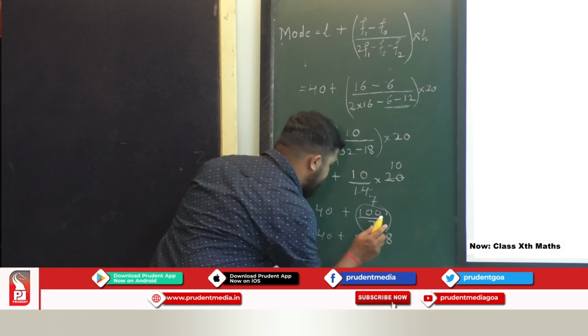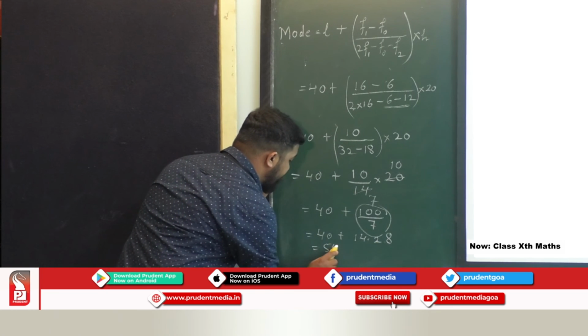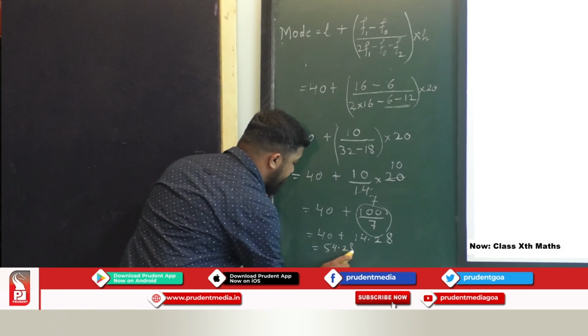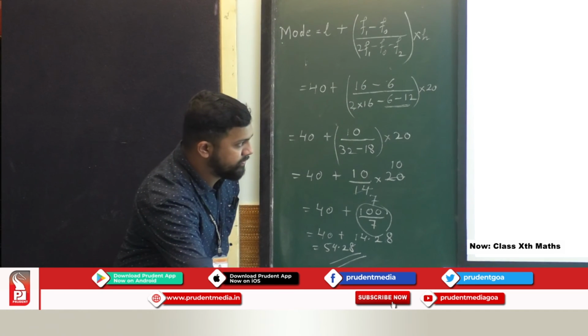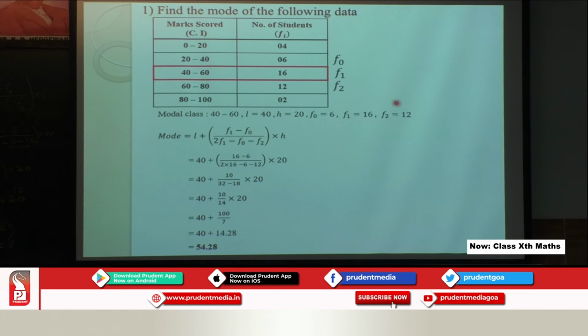Add, which is 54.28. So you can see the calculations here also, 54.28. So this is how you can get a mode.